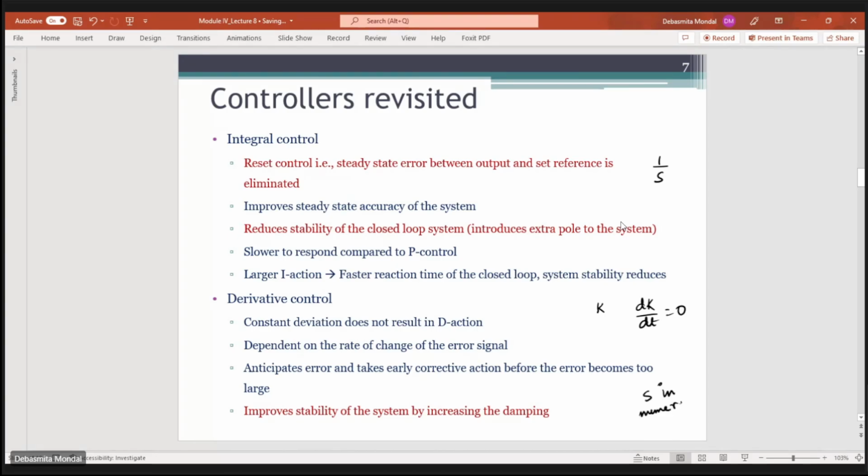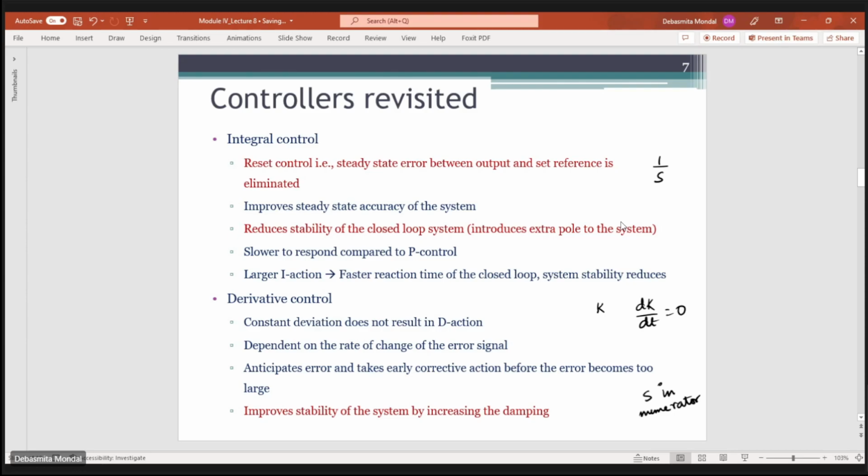Also, since we are using a derivative, derivative control means you have an s in the numerator. The moment you have an s in the numerator, you are introducing a 0 to your system. Introducing a 0 means that the system stability improves, and this is generally done by increasing the damping of the overall system. So the main significance of derivative control is that it produces a control signal depending on the rate of change of the error signal, and it helps in improving the system stability as well as increasing the damping of your system.